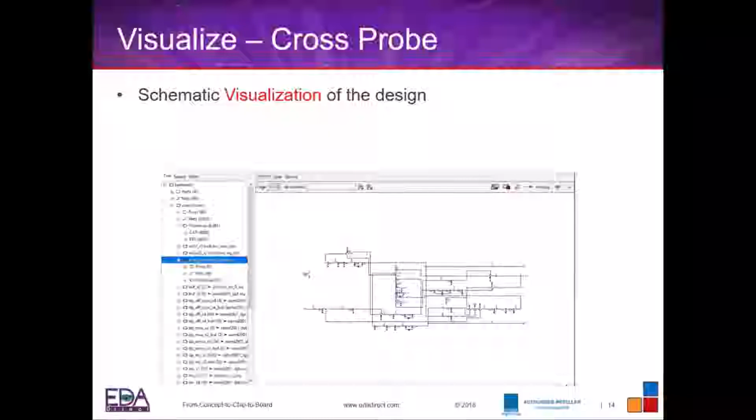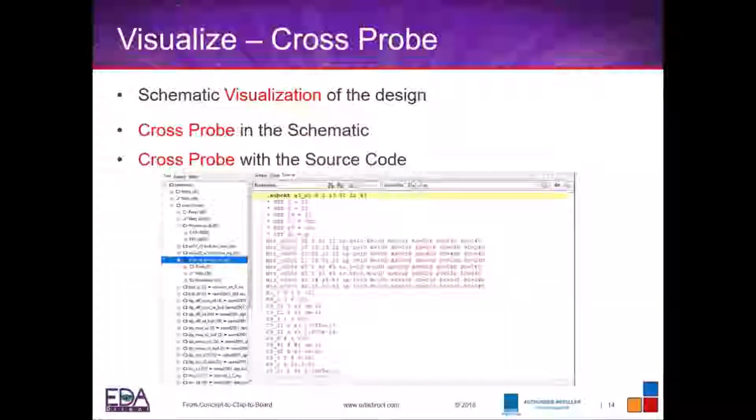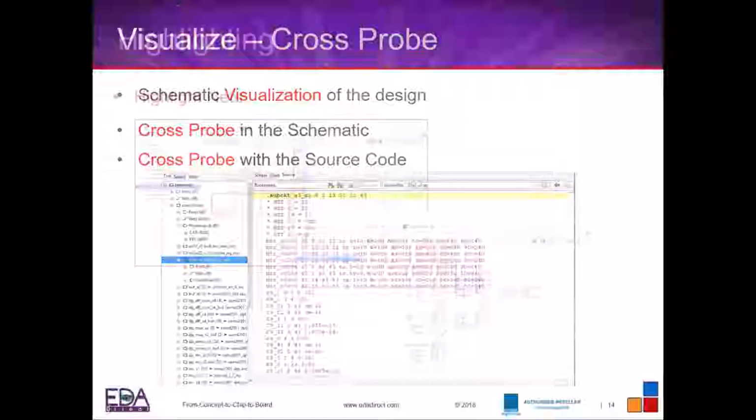So what we do is we read the netlist. In this case, on the left hand side you see the hierarchical tree. On the right hand side you see the schematic being generated. Just like before, you have the ability to cross probe into the schematic. You also have the ability to cross probe into the source code. And using drag and drop, you can go to various objects in the design.